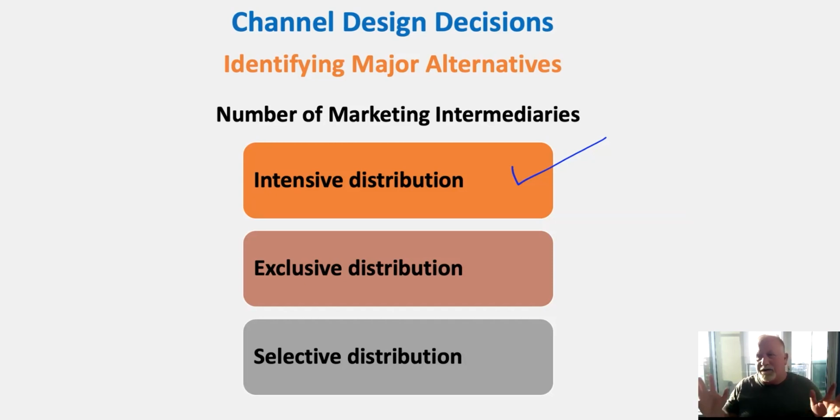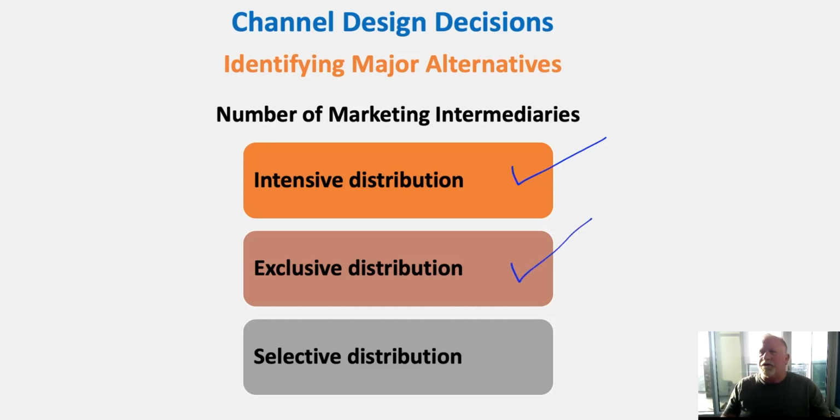Things like gum, we talked about that before. I don't care who sells my gum. I just want the gum to get out there, be distributed. Anybody can sell it, and I intensively distribute the product. Think about things that we're not worried about being exclusive or having exclusive rights. We just want as many people to get access to it as possible. That's called intensive distribution.